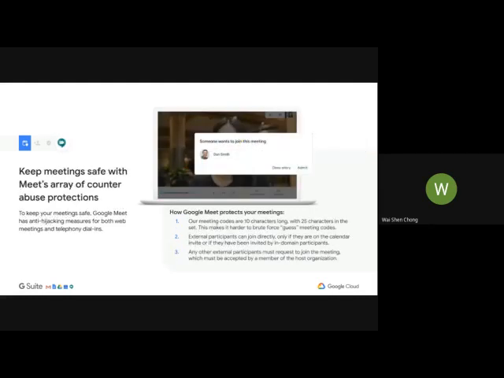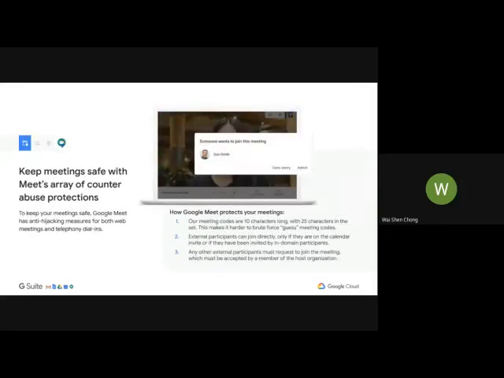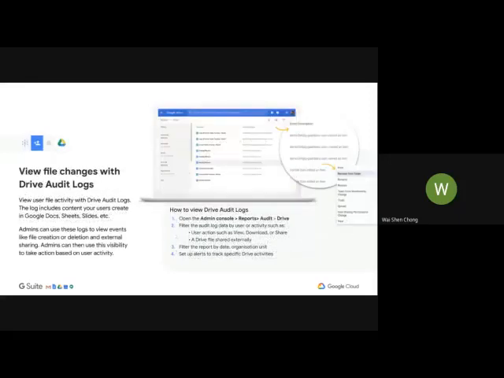For example, Google Meet, right? Its meeting code is 10 characters long with 25 characters in the set. This makes it harder to brute force guess meeting codes, right? So external participants can join directly only if they are on the calendar invite or if they have been invited by the organization or the host. So you have to have those measures to avoid the hijacking of your conferencing.